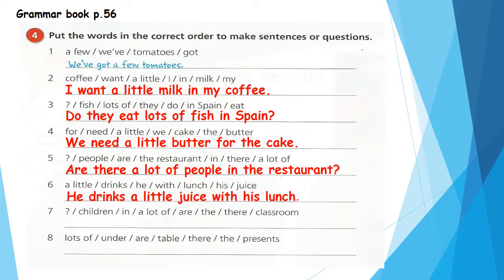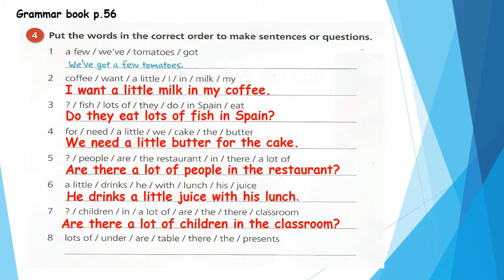Number 7. Question mark. Children, in, a lot of, are, their, classroom. So here we'll form a question. So we'll start by are there. Are there a lot of, what is the noun? Children. In the classroom? Where? In the classroom. So we'll say what? Are there a lot of children in the classroom?